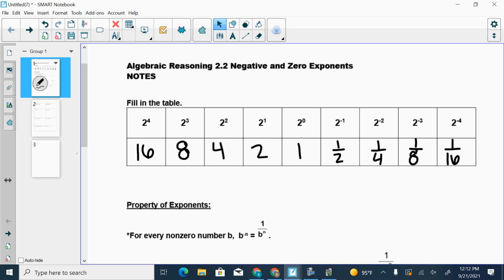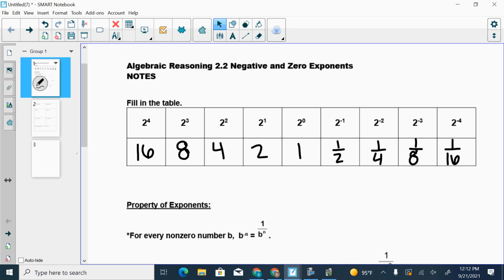It got smaller. Okay. So, what was the first one? 2 to the 4th, and it was 16. What was negative 4? Negative 4 gave us 1/16, right? 2 to the 3rd was 8, and 2 to the negative 3 gave us 1/8. So it's not just getting smaller, it's getting what? Yes, very good.